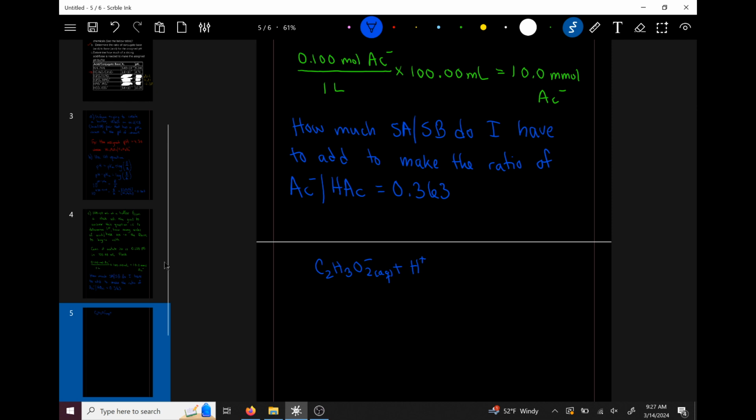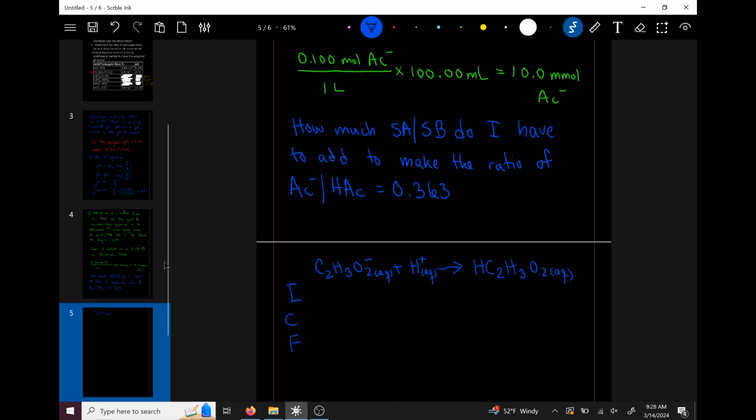And remember, this is an ICF table and not an equilibrium. So this is going to go, because this is an acid-base reaction, to make HC2H3O2. Let's include our state symbols here. We want to be consistent. ICF.